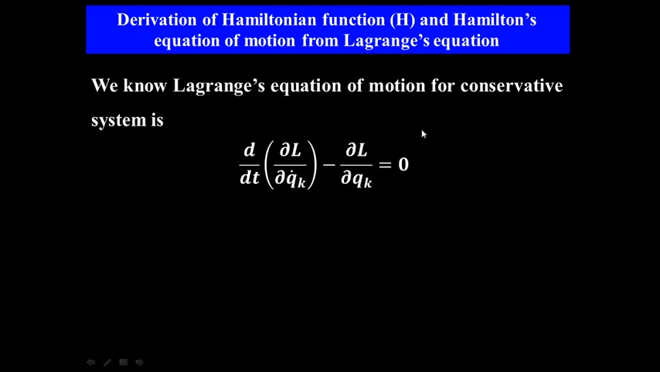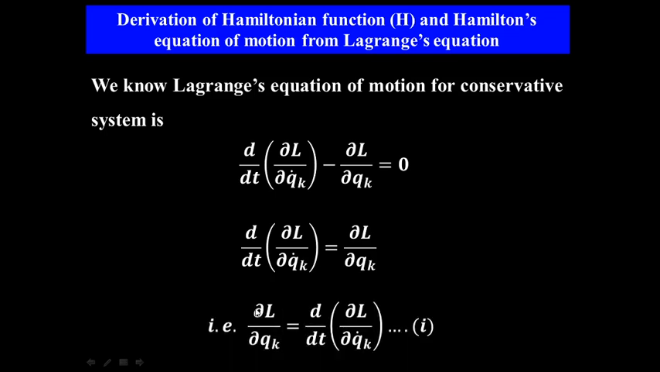We'll bring this del L by del qk to the right hand side, so we'll get d by dt del L by del qk dot is equal to del L by del qk. Now a equal to b can be written as b equal to a, so we'll write it this way: del L by del qk is equal to d by dt del L by del qk dot. Suppose this is equation number 1.